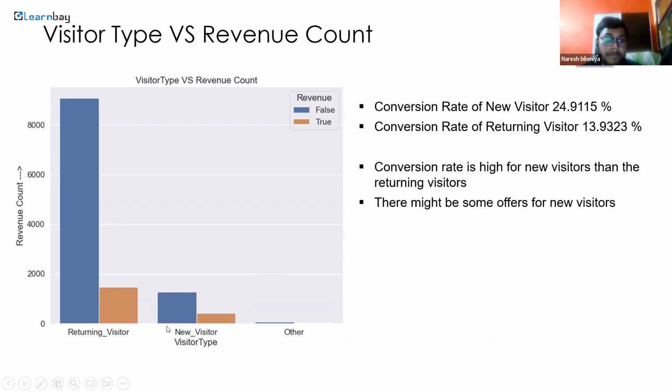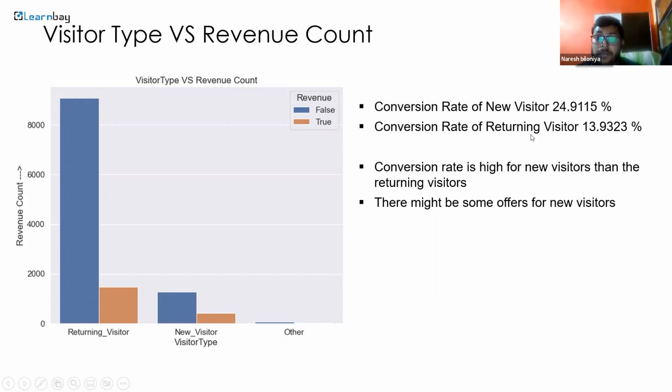So if we see the conversion rate, we can see for the new visitor the conversion rate is 24%, and for the returning visitors the conversion rate is around 14%. So there is a big difference of 10%. This is not a good thing. Means why are our returning visitors having a lower conversion rate? This is the concern, because it means we are losing our old customers.